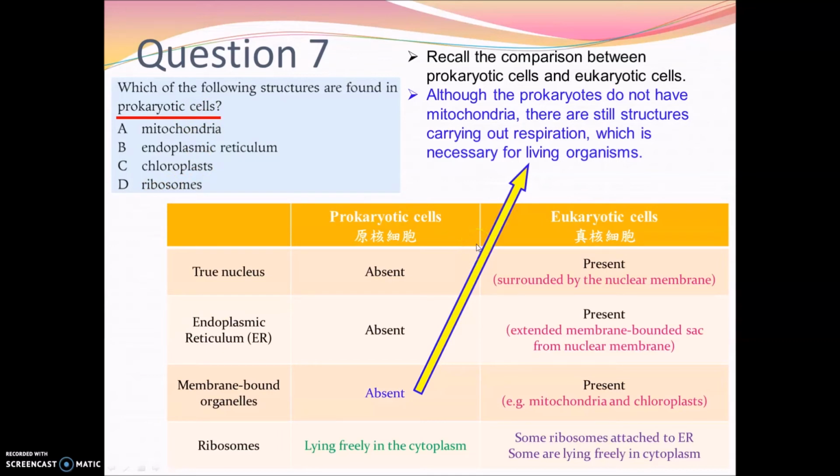I would like to mention the very important concept you need to clarify and understand, which is this part. Although they do not have the membrane-bounded organelles, they can still perform the important processes in the cells, such as respiration and photosynthesis. So that's for part 1. You can switch to part 2 to take a look at the long questions.